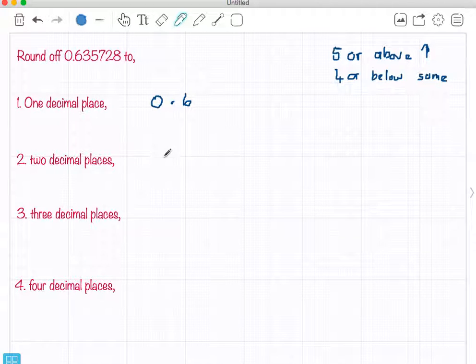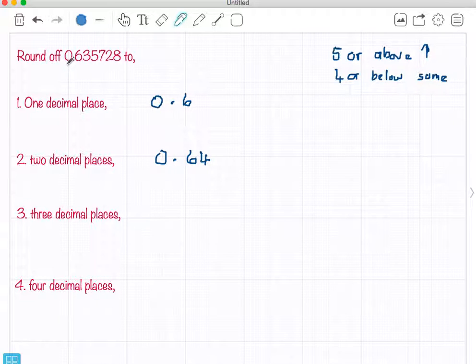Let's do it again. So we have 0.6 to two decimal places, so it's 0.63. So I think about putting a 3 there, but the next one is a 5. 5 or above, I'm going to round that up to 4. So most of you would have done this way back in school.